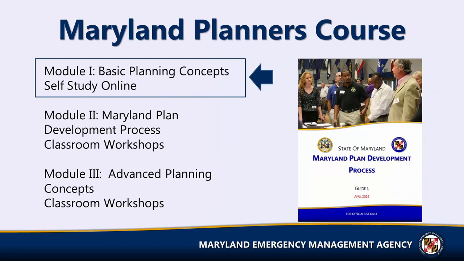The Maryland Planners course has 3 basic modules. Module 1 introduces the basic components of the Maryland Plan Development process through this online self-study. Module 2, conducted in the classroom, delves deeper into the process and includes a series of collaborative activities that reinforce the concepts presented in Module 1. Finally, Module 3 presents a number of tips, tricks, and resources that planners use to facilitate the planning process in their communities.